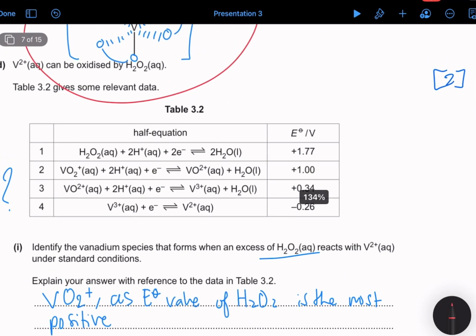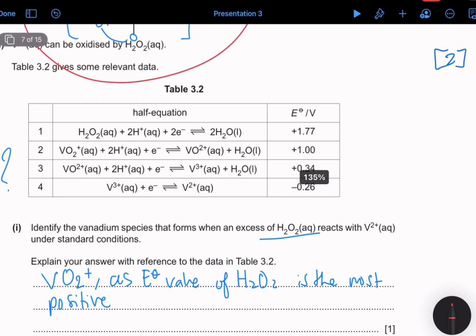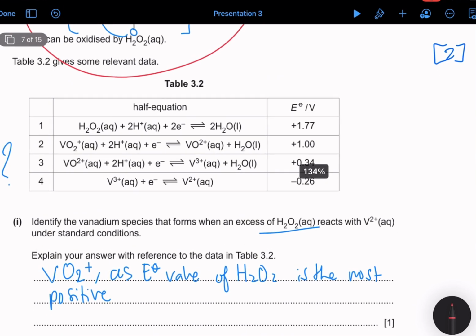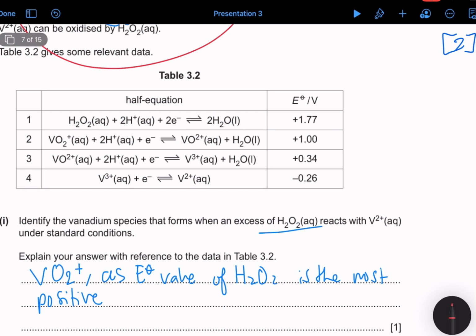Alright, V2+ aqueous can be oxidized by H2O2 aqueous. The table 3.2 gives some relevant data, so you have the values, and the half equations. Identify the vanadium species that forms when excess H2O2 reacts with V2+. Alright, so what you're trying to get here is the answer that contains the most positive E value. So that would be your VO2+. Okay, so yeah, VO2+, the one here.